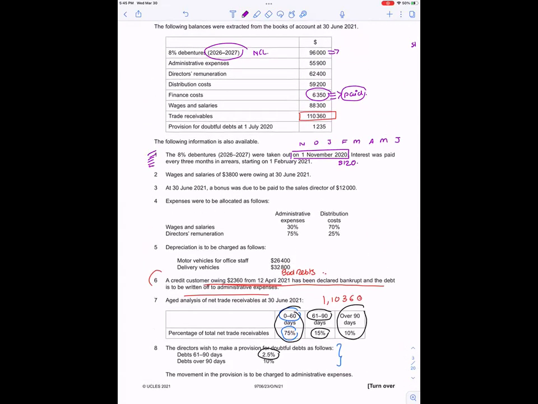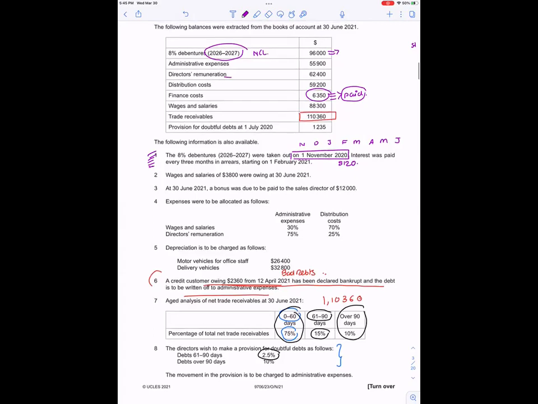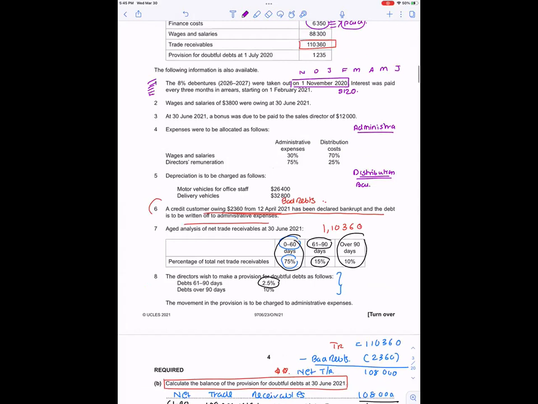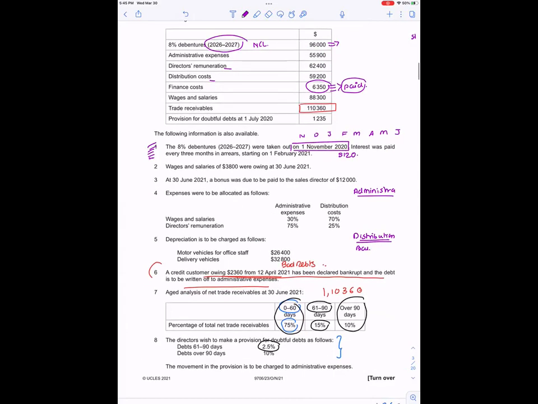Director's remuneration. I have distribution costs. Distribution cost will go where? Which expense? The name distribution is there, so it will be distribution cost. It will entirely go in distribution cost.